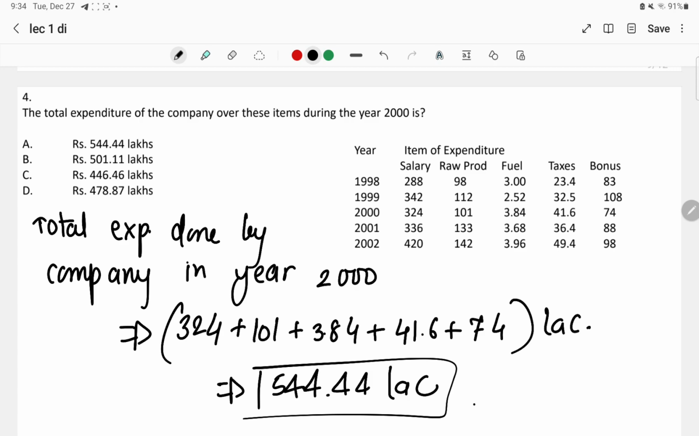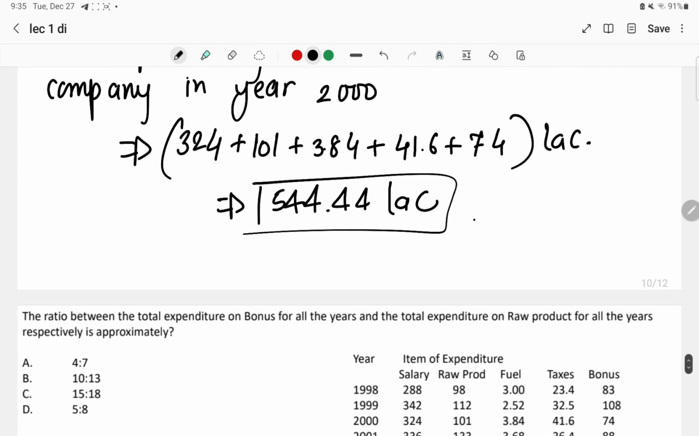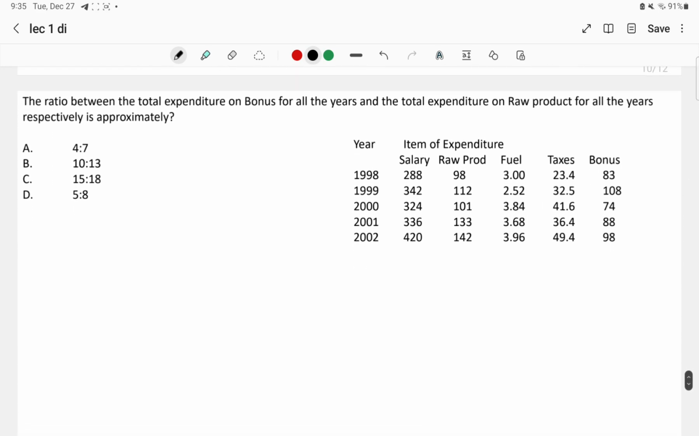इसी तरीके से क्वेश्चन से जो है DI का हमें सॉल्व करना है. ओके, दैट इज 554.44 lakh इज द आंसर टू द गिवन क्वेश्चन. ओके, सो मूविंग ऑन टू द नेक्स्ट क्वेश्चन.